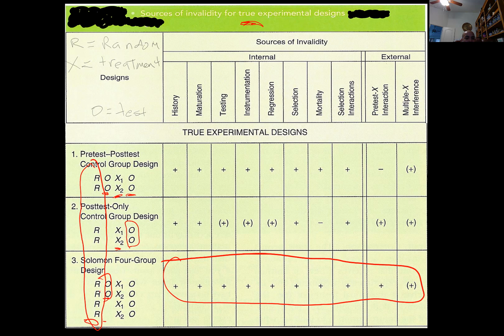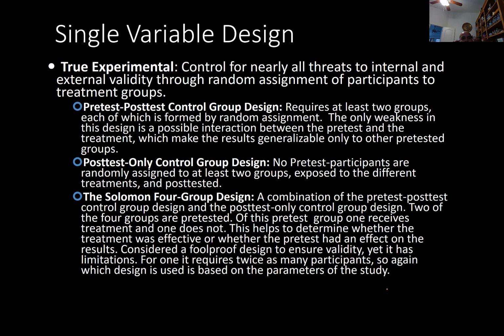So this one here is pre-test, post-test, this treatment. And here, all you have is the post-test, but the same treatment, okay? This one goes with this one, and this one goes with this one, so that you're able to examine the pre-test interaction, right? That's why this is so key here, because it controls for that, because you're looking at the effect by removing the pre-test, okay? So these types of true experimental designs control for nearly all threats of internal and external validity through random assignment of participants to treatment groups, okay?